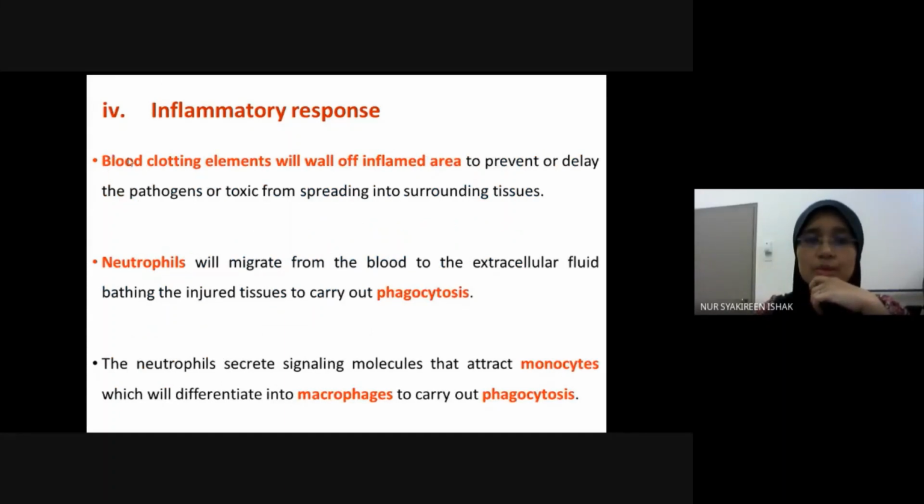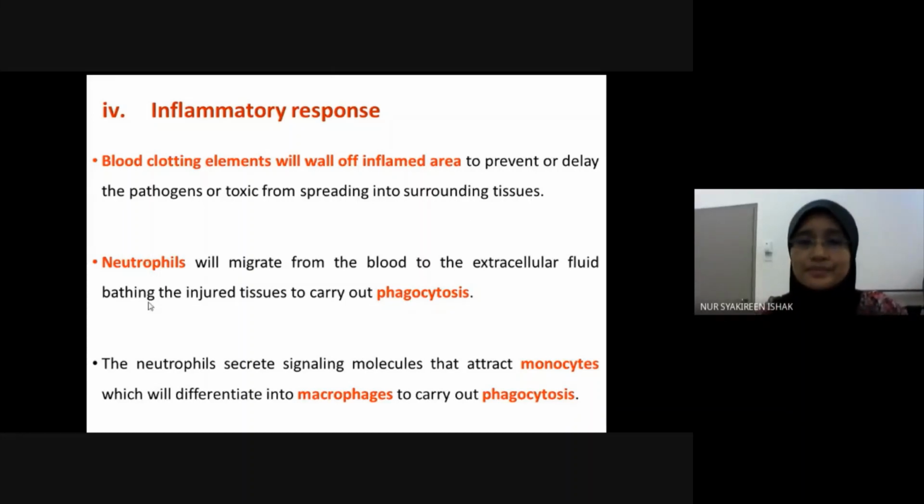Okay, so you also have blood clotting elements. So the function of blood clotting elements, it will wall off inflamed area to prevent or delay pathogens or toxins from spreading into the surrounding tissue. So maksudnya bila kat tempat tu kena infected, akan ada juga blood clotting element. So dia akan prevent microbes tu daripada merebak lagi ke tempat lain dalam badan awak.